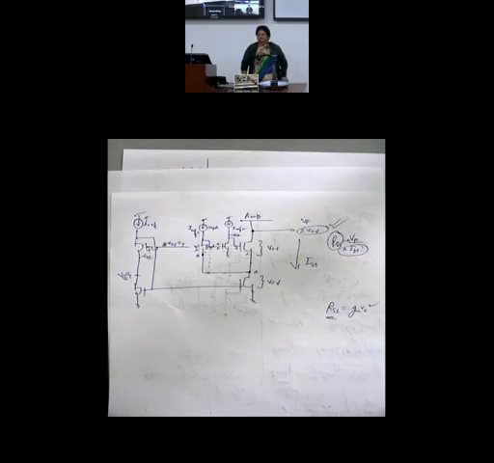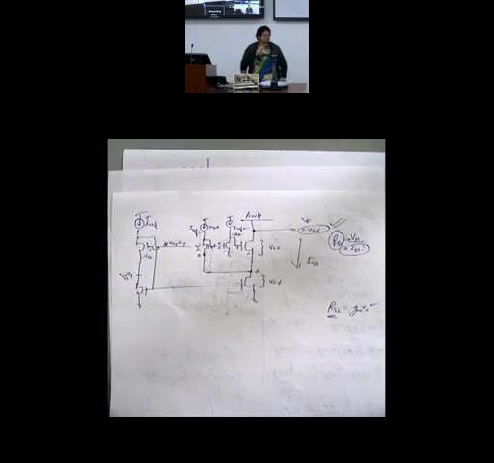Is this clear? Again, you can say no if you don't understand. Yes, Vasanta? And from Goa campus?